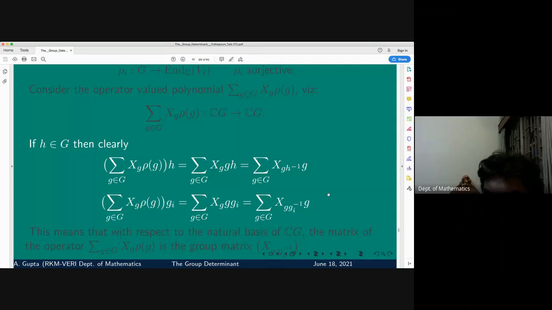For g_j, you get g_j g_i^{-1}. And here, if you put j instead of i, and g_i instead of g, you get x_{g_i g_j^{-1}}. So this is how the matrix of Dedekind comes from this regular representation.